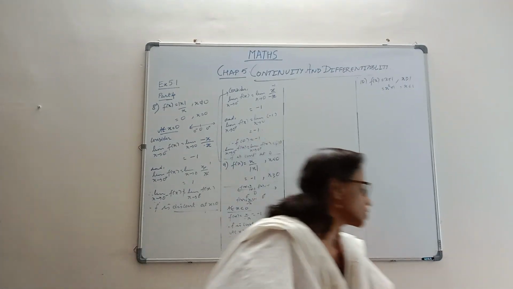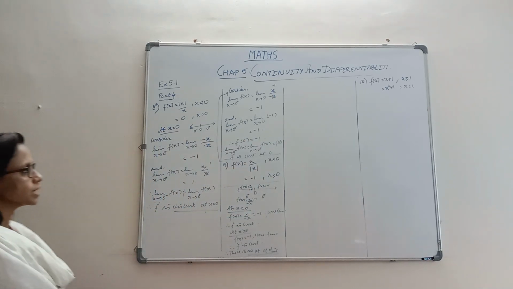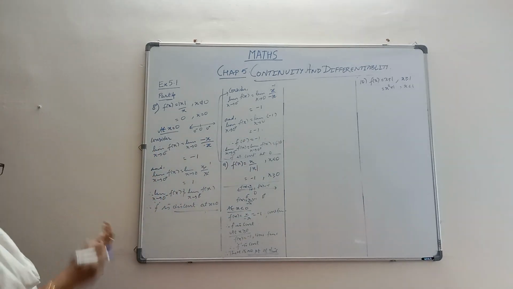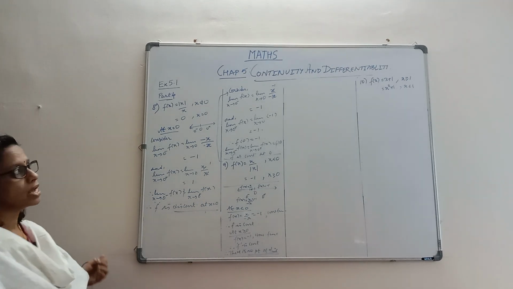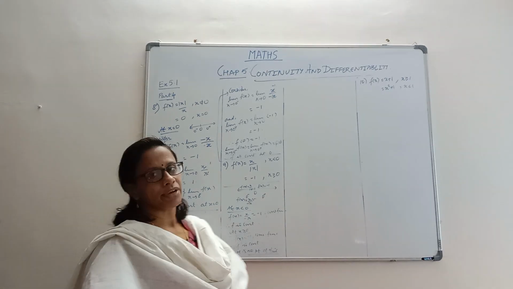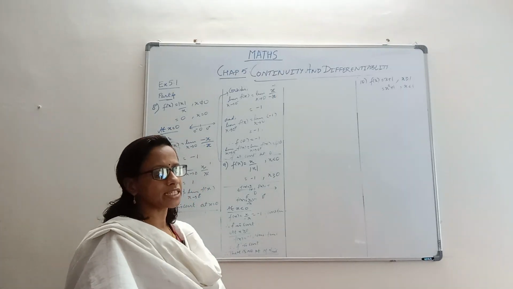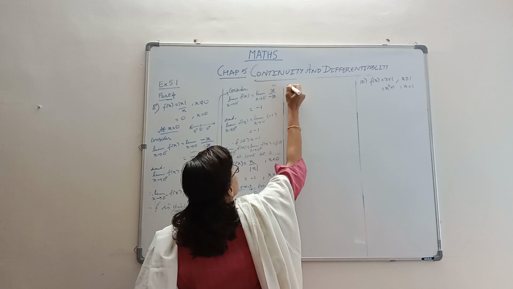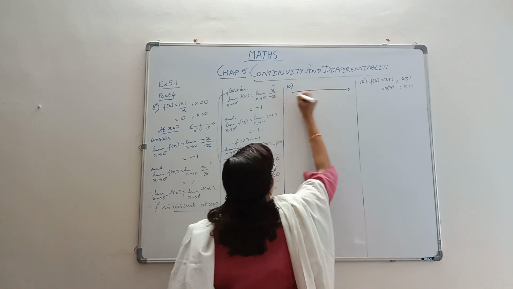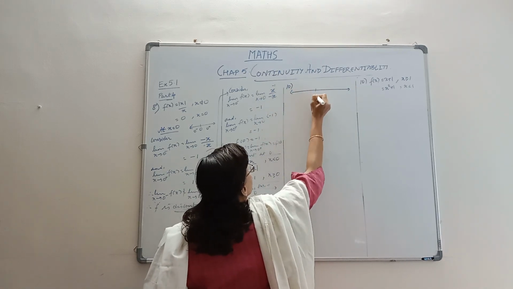Then we quickly move to the next one, and let's see what the next one says. 10th question. f of x is given as x plus 1 when x is after 1, and when it is less than 1, it is defined as x squared plus 1. So let's write this definition. Let's make ourselves aware. This is at 1.